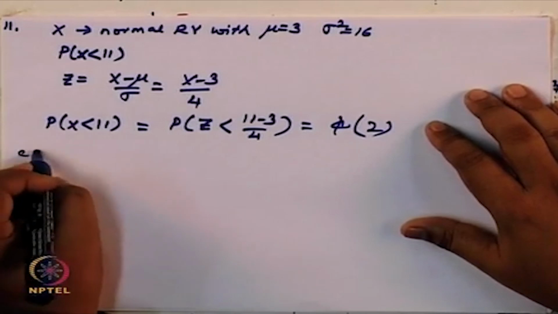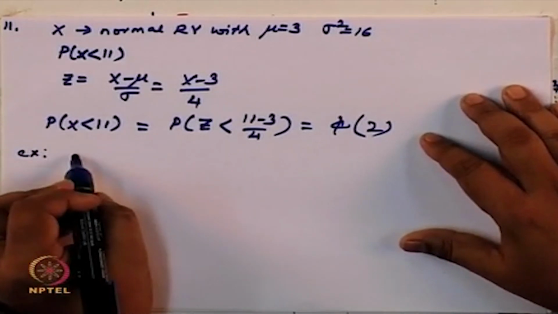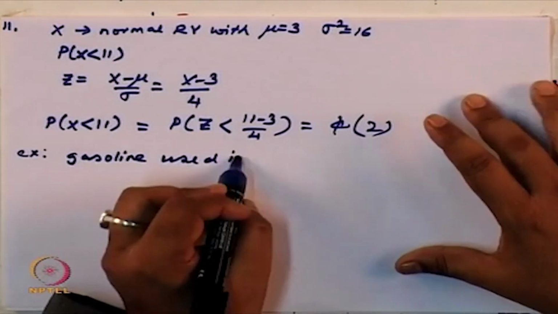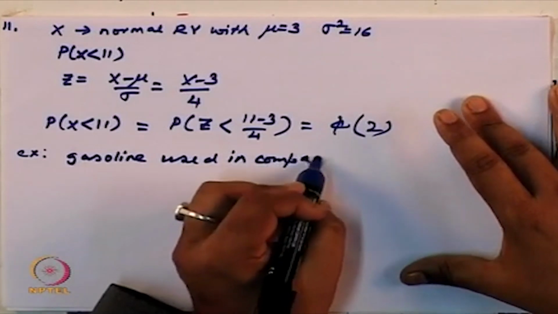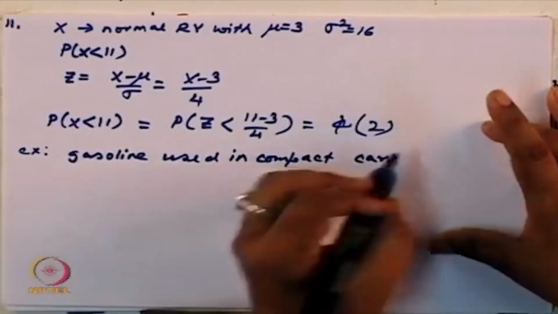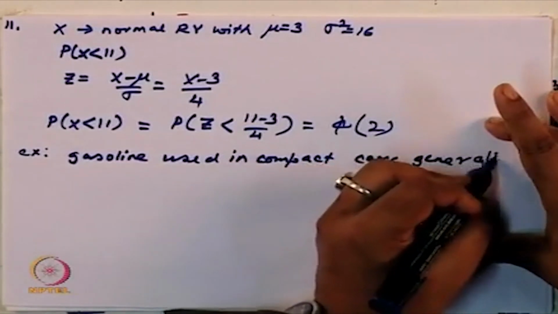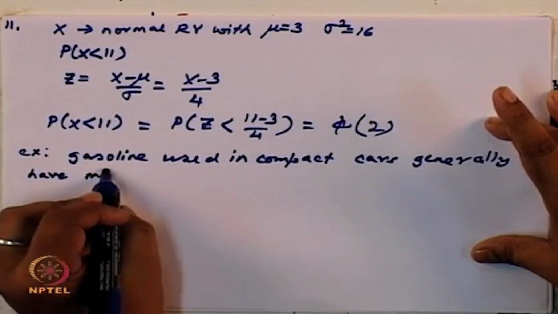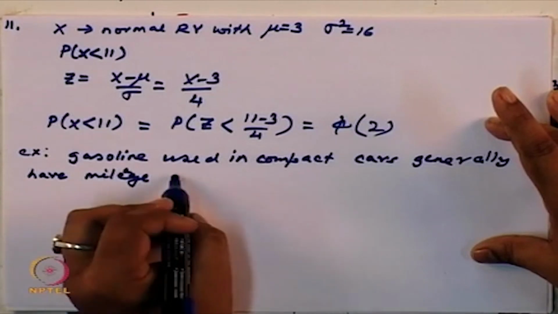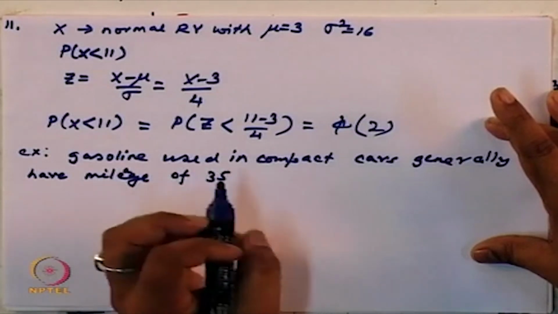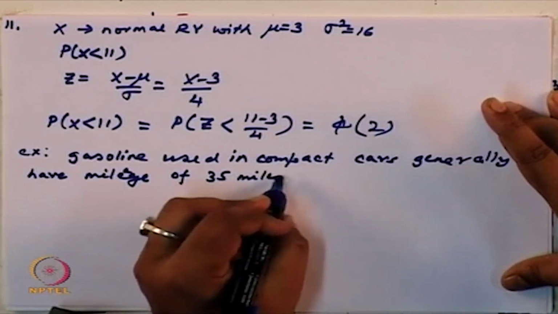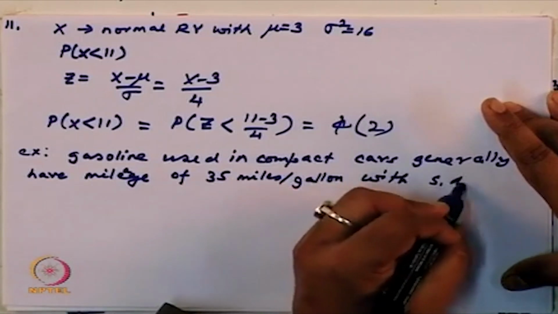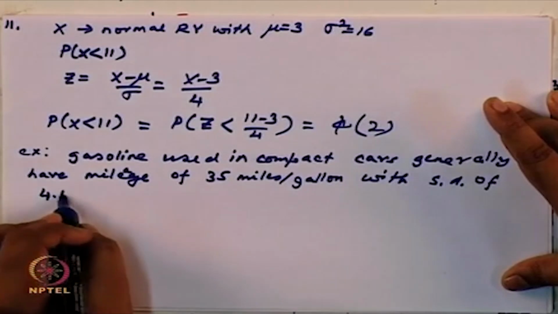Let us take another example. Let us say you have gasoline used in compact cars. Generally they have a mileage of 35 miles per gallon with a standard deviation of 4.5 miles per gallon.